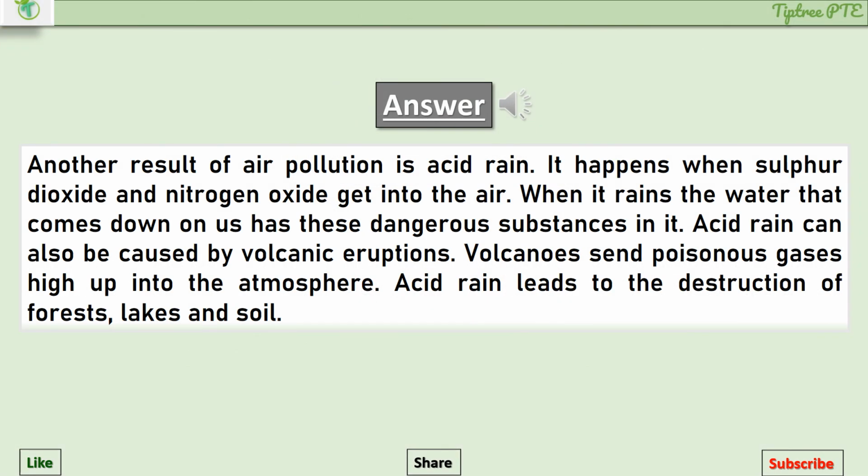Another result of air pollution is acid rain. It happens when sulfur dioxide and nitrogen oxide get into the air. When it rains, the water that comes down on us has these dangerous substances in it. Acid rain can also be caused by volcanic eruptions. Volcanoes send poisonous gases high up into the atmosphere. Acid rain leads to the destruction of forests, lakes and soil.